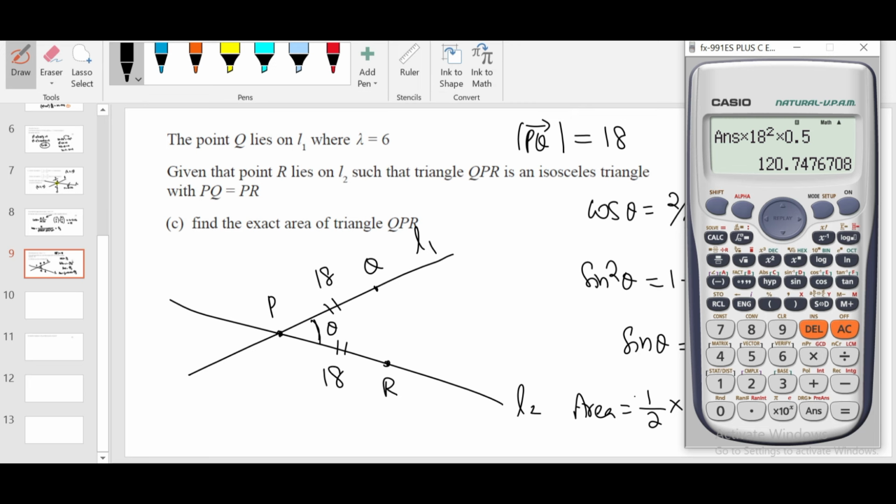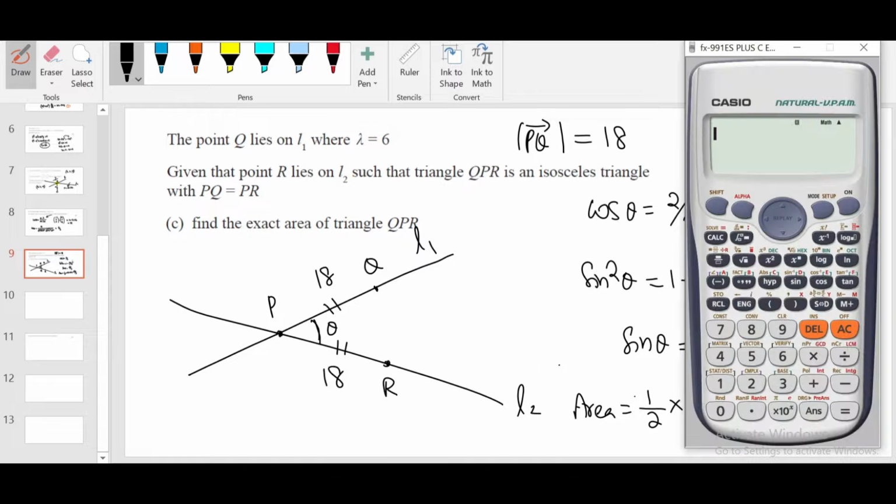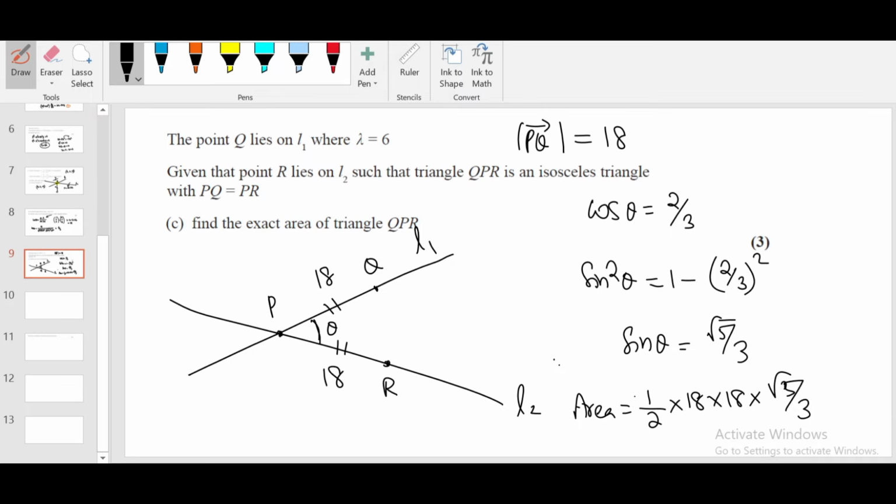We need the exact area. We don't want the decimal number. So what I'm gonna do, I'm gonna write it without the square root of 5 first. I'm gonna simplify it. So it's 18 square divided by 2 times 3 is 54. So you will get 54 root 5 square units. That's the area. That's all.